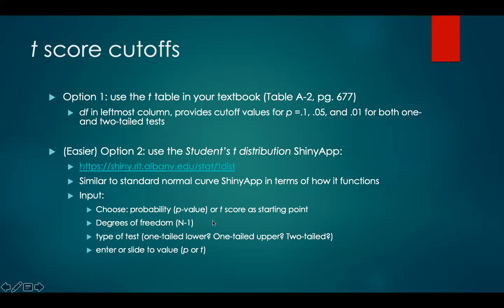And it's similar to the standard normal curve Shiny app in terms of how it functions. For inputs, you choose either the probability, the p-value you're looking for, or the t-score, the starting point. You enter your degrees of freedom, whether you're using a one-tailed lower or one-tailed upper or two-tailed test. And you enter or slide to enter the value of p or t that you're interested in, and then it will return the alternative.